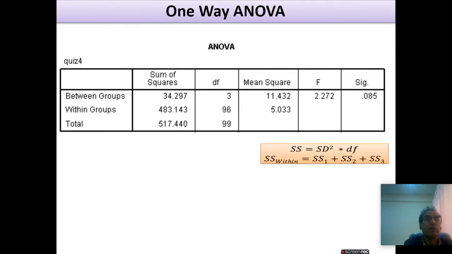In the one-way ANOVA, we find the between group sum of squares is 34.24, degrees of freedom is 3, mean square is 11.43, F is 2.24, and significance is 0.084. That is greater than 0.05. So we can apply this formula. You do not need to memorize this formula. Similarly, we can find the within group sum of squares, degrees of freedom, mean square, and so on.